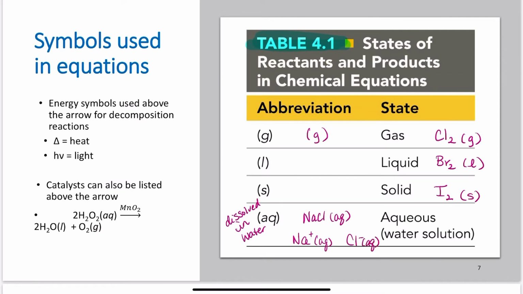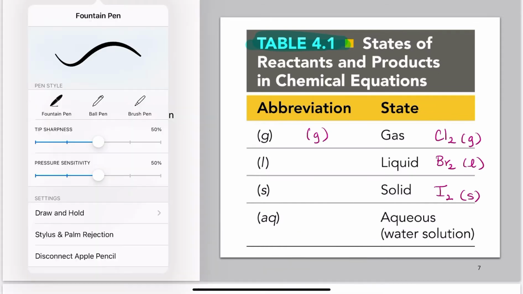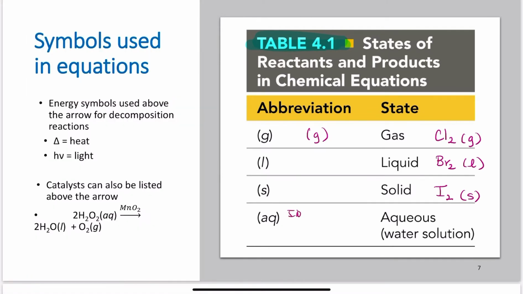Why do I care about aqueous? Well, oftentimes these things are not able to react when they're in their solid form, but if we put them in water, they dissociate into the individual ions, and now they can do all kinds of things, and they can participate in all kinds of cool reactions. So aqueous causes ions or charged particles. I apologize, I'm trying to write this so you guys can read it.